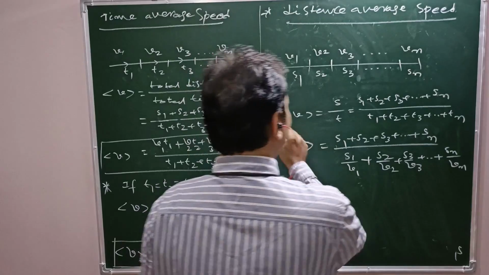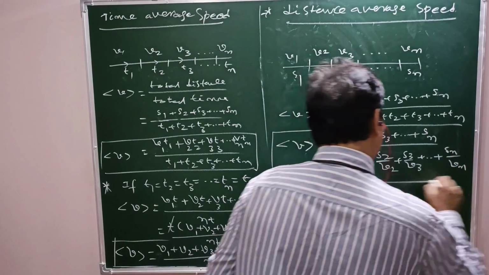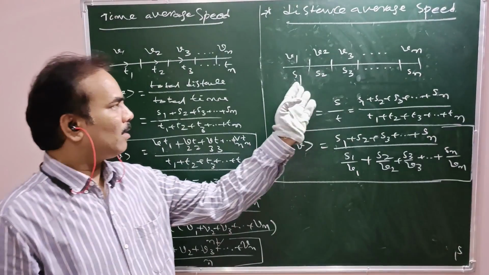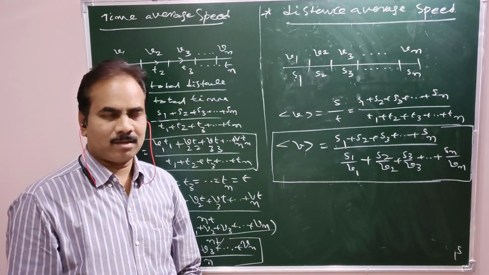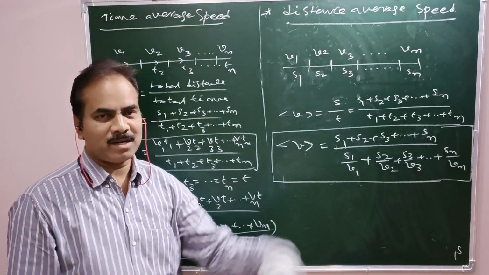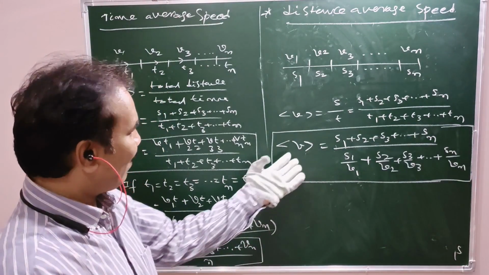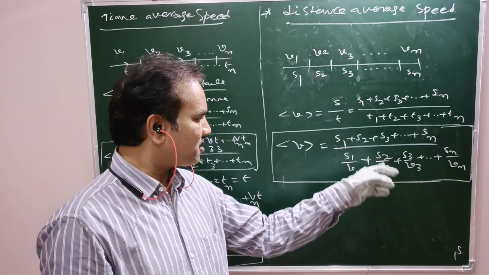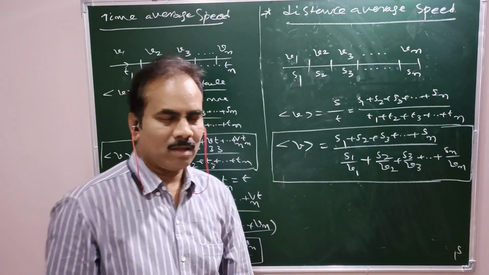This is the average speed. General expression in case of successive unequal distances when it covers them with different speeds. Am I right? So average speed equals S1 plus S2 plus up to Sn by S1 by V1 plus S2 by V2 plus up to so on.